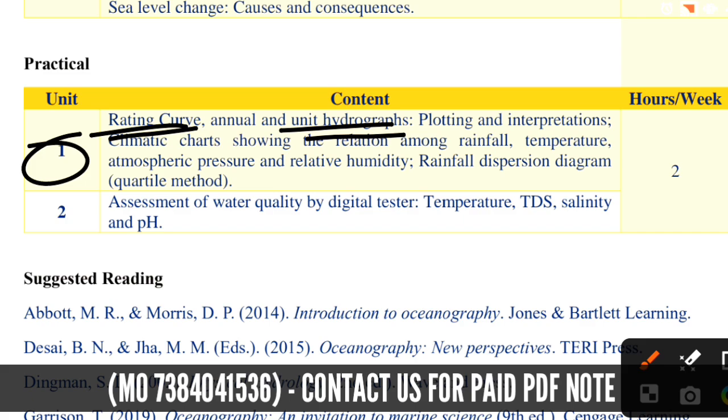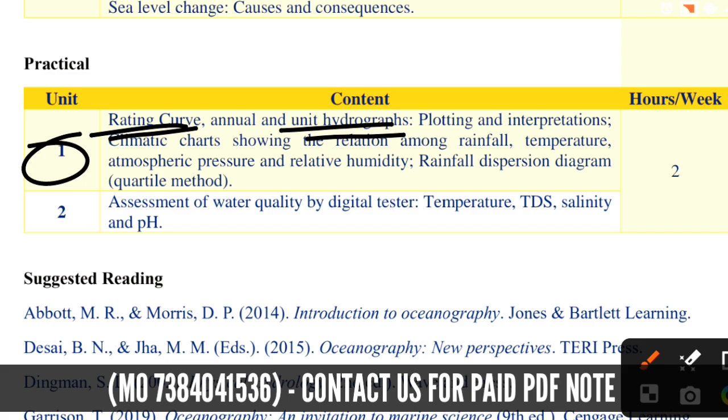The next practical topic is rainfall dispersion diagram. For this topic, the syllabus especially mentioned the quartile method. So you have to understand how the rainfall dispersion diagram is prepared by using the quartile method. Practical topics cannot be prepared only by reading. You should practice the plotting and calculation properly.